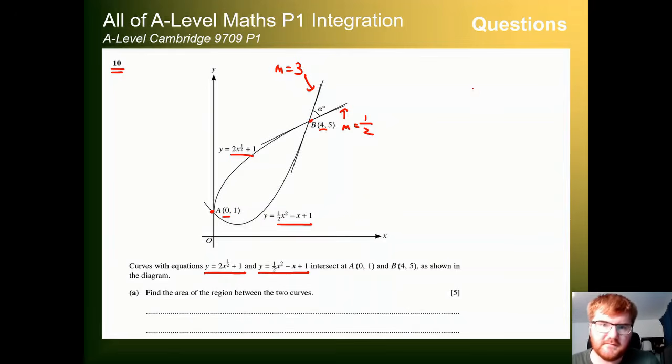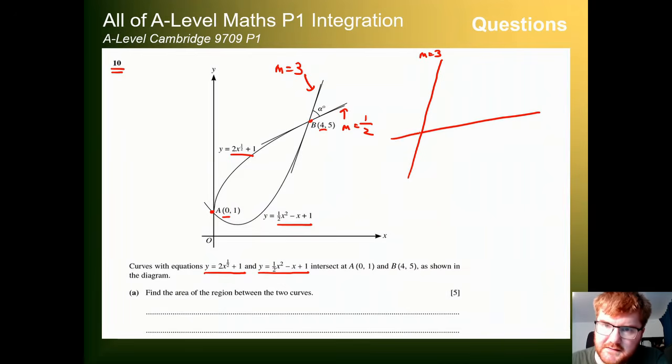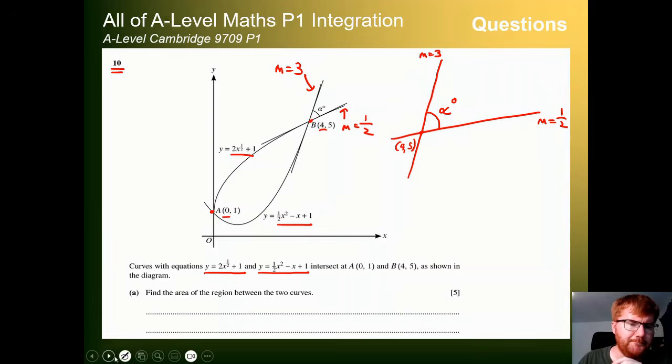Okay. Now I'm just going to draw out a diagram just to show this in much more detail. So I'm going to draw a nice big line. So this is my m equals 3. I'm going to draw m equals a half, much flatter line here. So this is my m is equal to a half. And we want to work out the angle in between them. So this alpha degrees. Okay, and this is our point here. 4, 5, which is not actually that important, but you'll see what we're going to do later on.